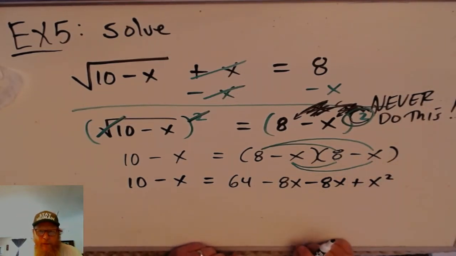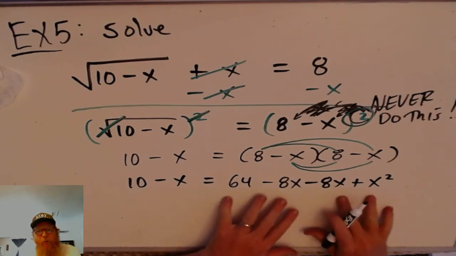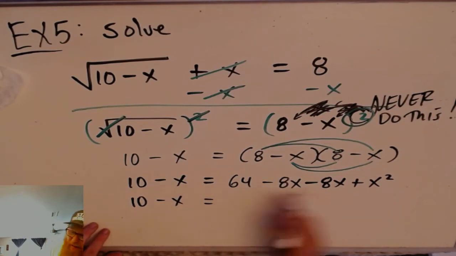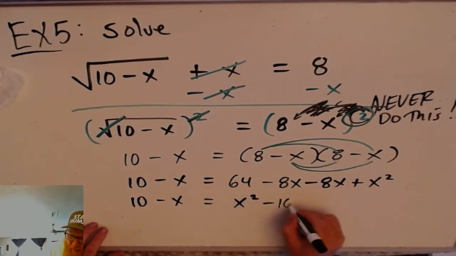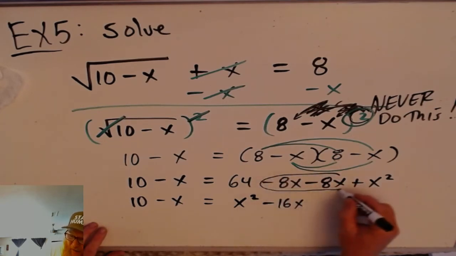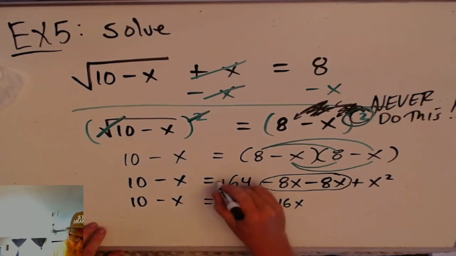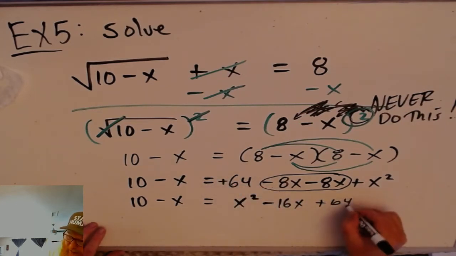All right, so now we have a quadratic equation. Let me put it in standard order. X squared first. Then I'm going to combine my 8x's. That's going to be negative 16x. And then I'm going to put my plus 64 at the end.